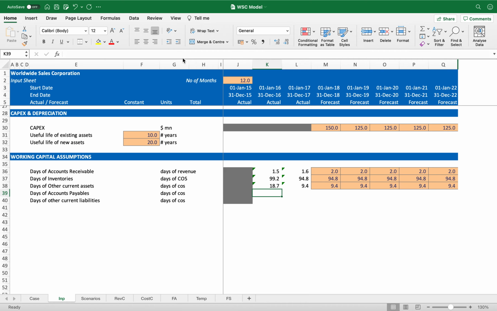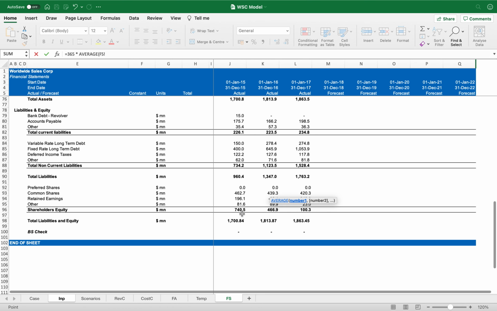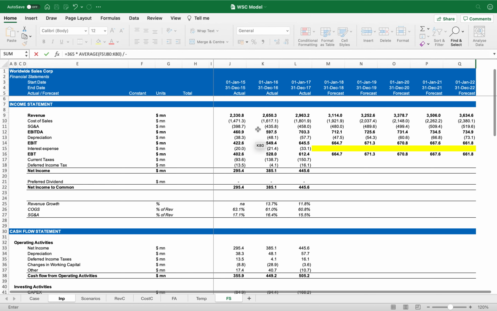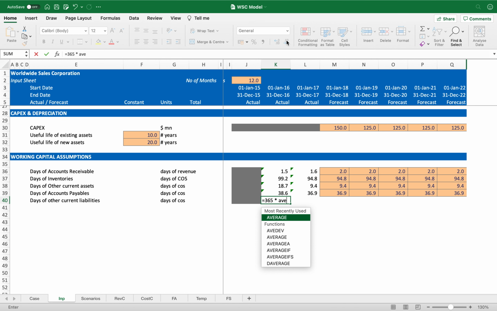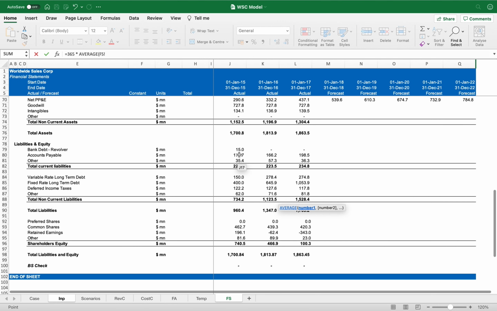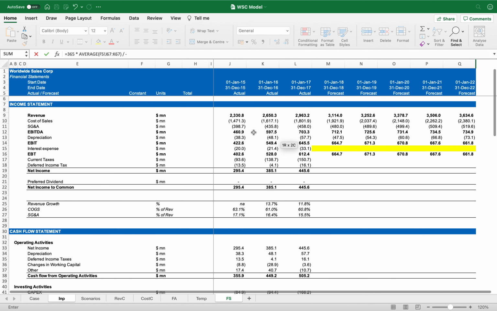Days of accounts payable, do it the same, 365 multiplied by average accounts payable, here it is, divided by cost of sales. Similarly, days of other current liabilities, 365 multiplied by average other current liabilities and divided by cost of sales.